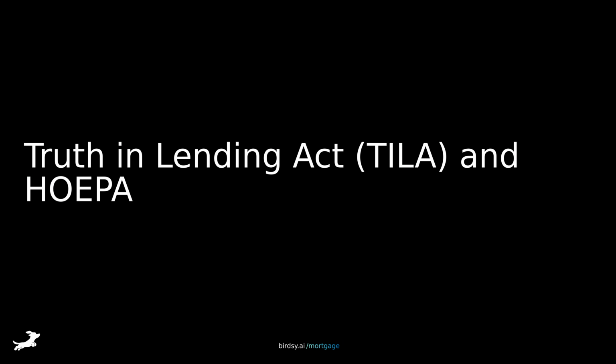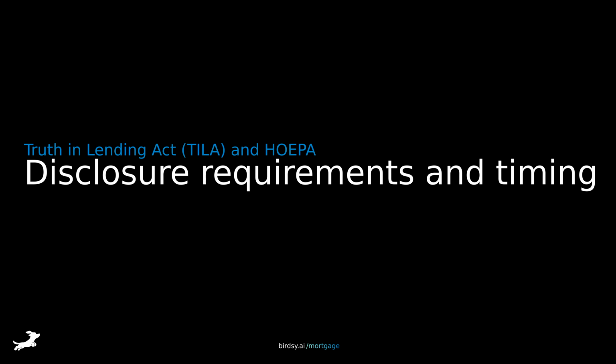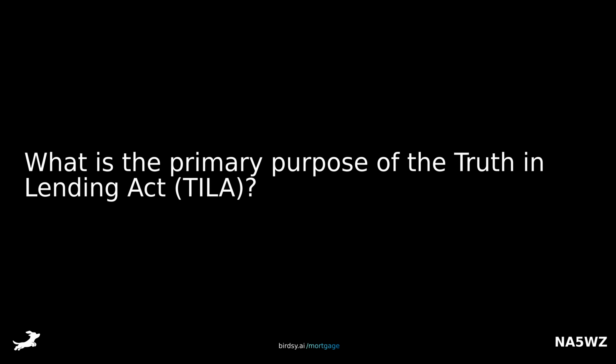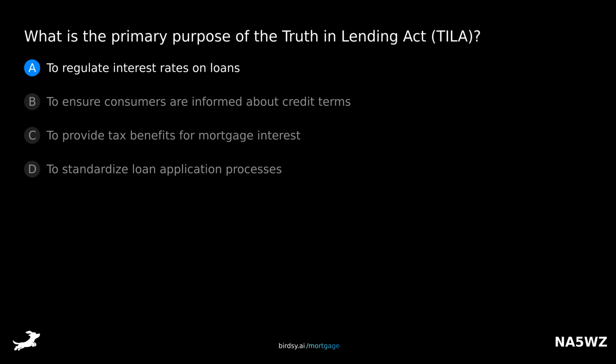Truth in Lending Act and HOEPA. Disclosure requirements and timing. What is the primary purpose of the Truth in Lending Act? Is it A, to regulate interest rates on loans, B, to ensure consumers are informed about credit terms, C, to provide tax benefits for mortgage interest, or D, to standardize loan application processes? The answer is B, to ensure consumers are informed about credit terms.